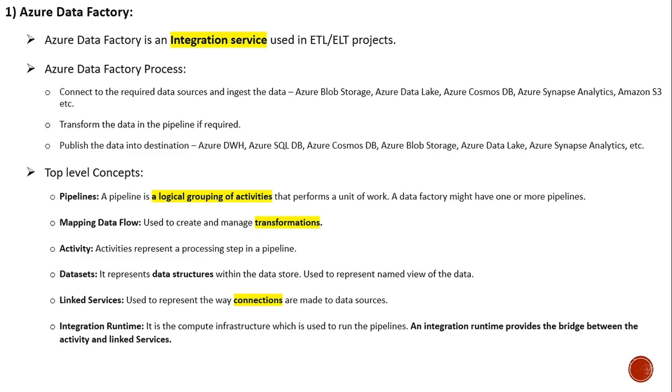Then we have activity. Activity represents processing steps in a pipeline, and dataset represents data structures within the data store, and it is used to represent a named view of the data. Then we have linked services, which are used to represent the way connections are made to the data sources. And integration runtime is the compute infrastructure which is used to run the pipelines. And integration runtime provides the bridge between activity and linked services. Important point. So this is about the top level concepts.